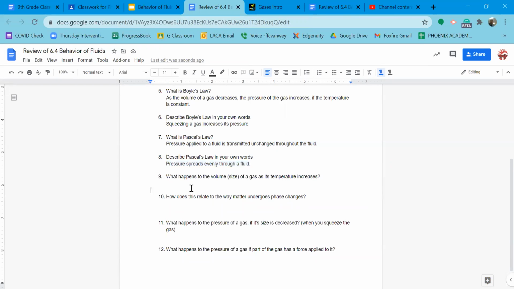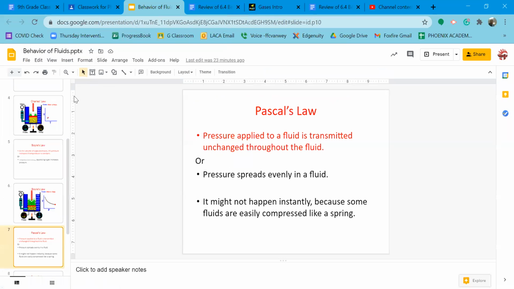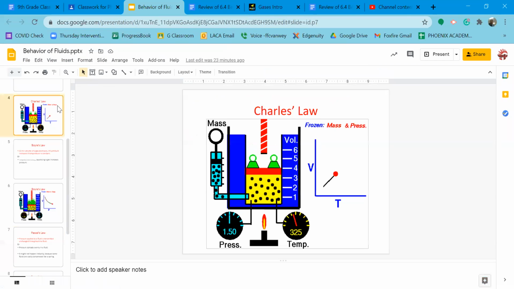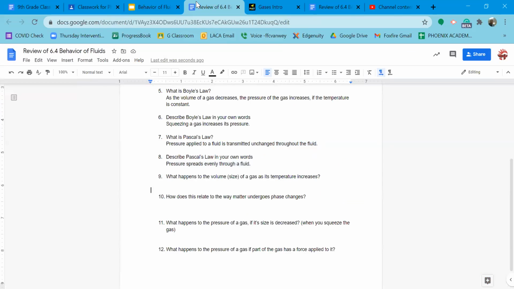So question 9 asks us to go back. It says, what happens to the size of a gas when you increase the temperature? And this just takes us back to Charles' law. It's kind of asking us to look at Charles' law again. So when we increase the temperature, the size of the gas is going to increase.